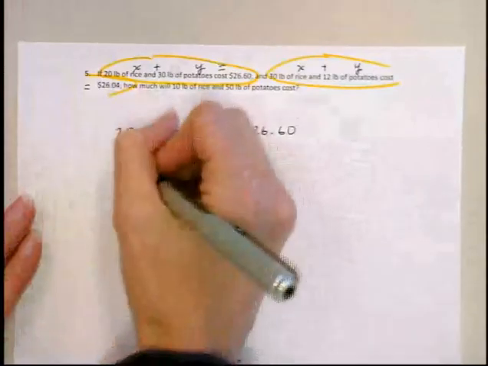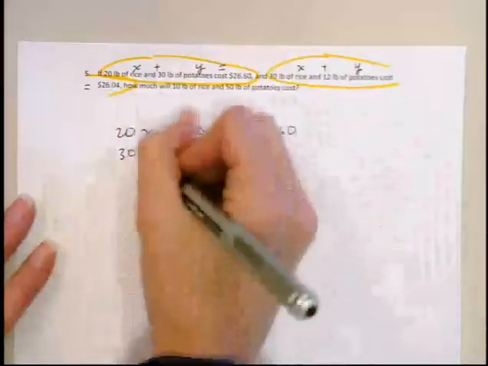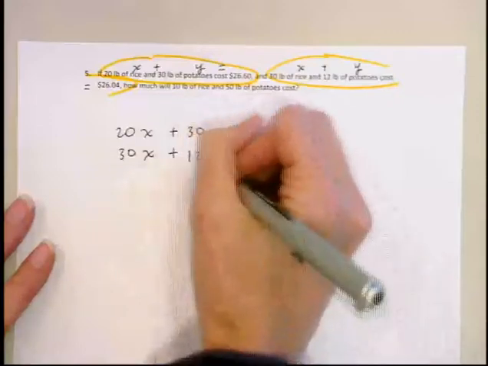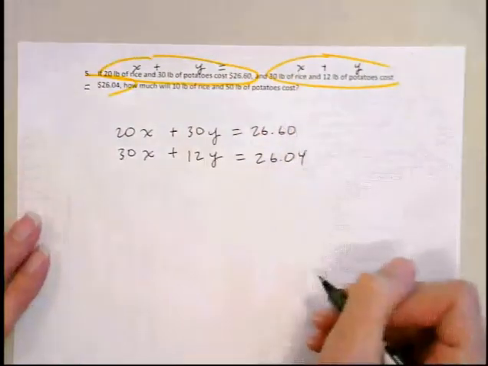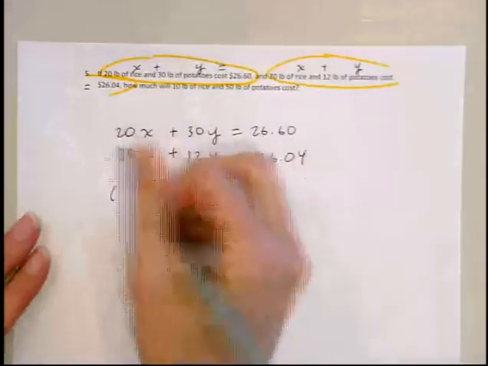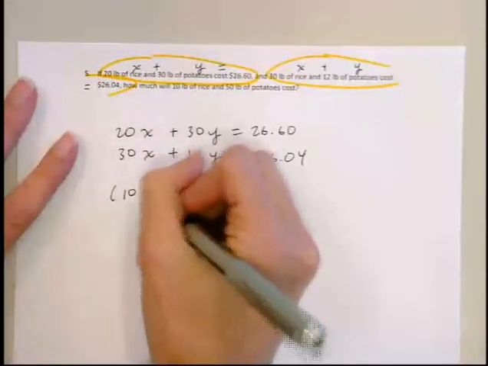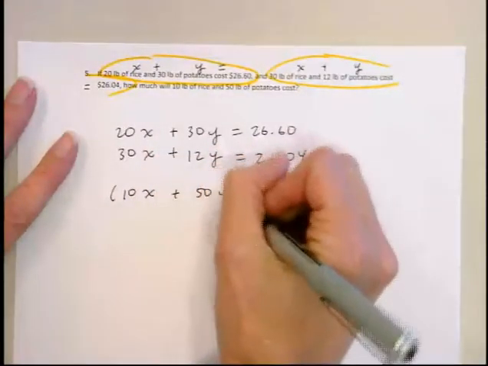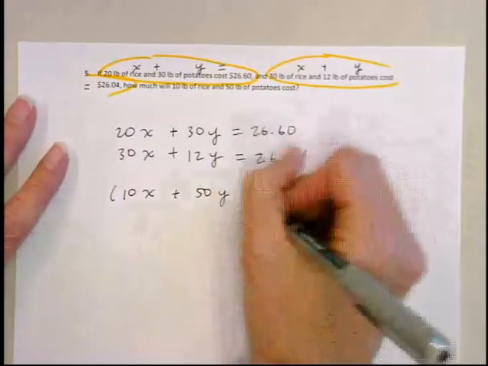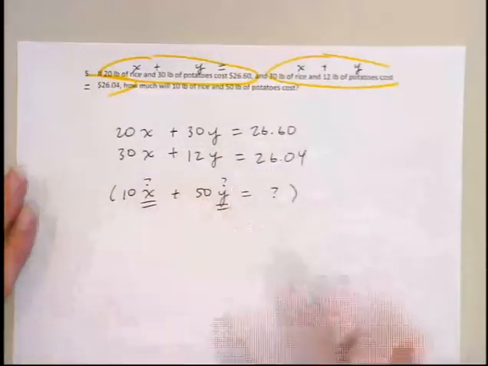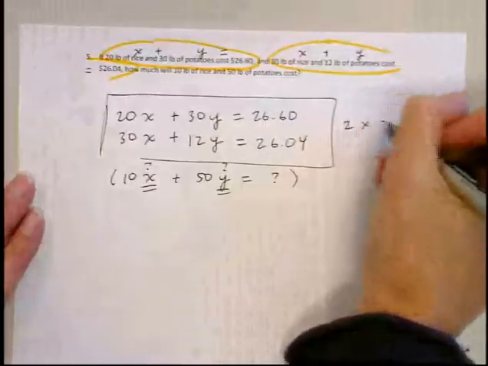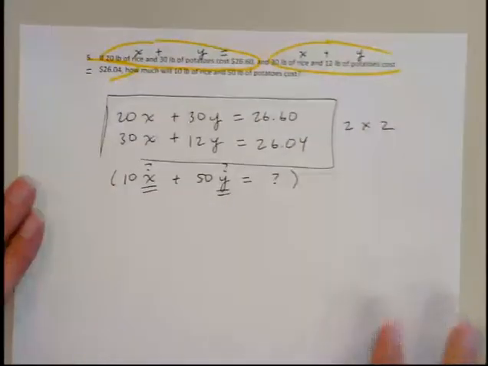The second equation, 30 pounds times the cost of rice per pound, which is x, plus 12y gives me a cost of 2604. And then my question, which isn't going to be in my matrix because this is what I'm trying to solve, 10 times the cost of rice per pound plus 50 pounds times the cost of potatoes per pound equals how much? If I can figure out what x is and what y is, then I can solve these. I want to take this system, this is two equations and two unknowns, this 2 by 2 system, and put this into a matrix so that I can figure out what x and y are.